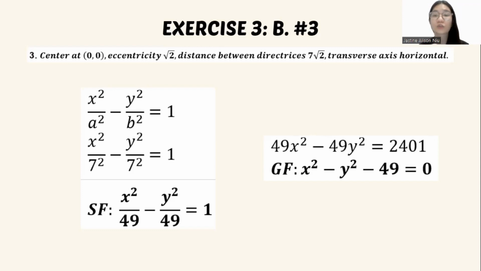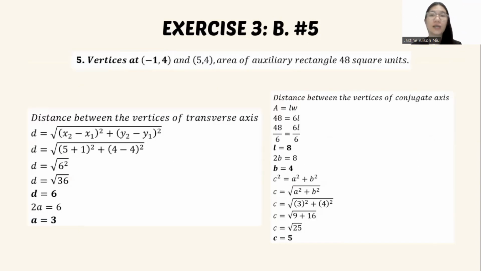49x squared minus 49y squared equals 2401, and we will just simplify it, and it will be x squared minus y squared minus 49 equals 0. Then last, the number 5. The given is vertices at negative 1, 4 and 5, 4, and area of auxiliary rectangle 48 square units.